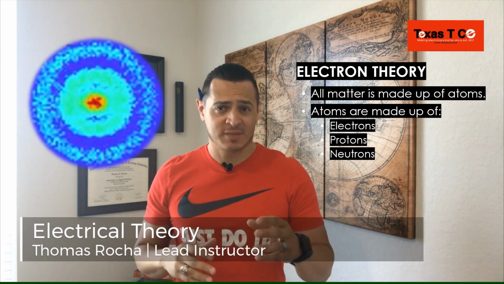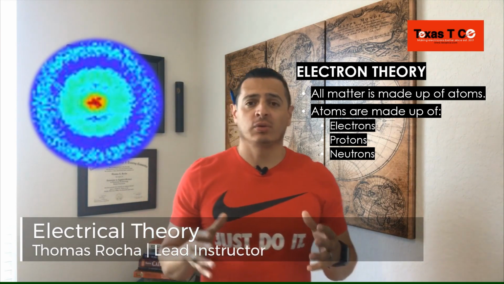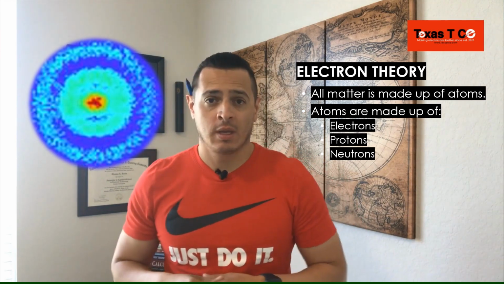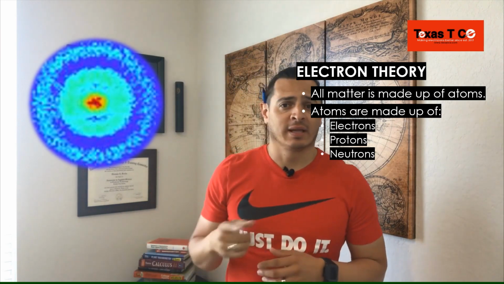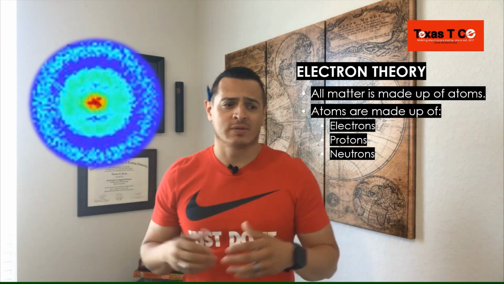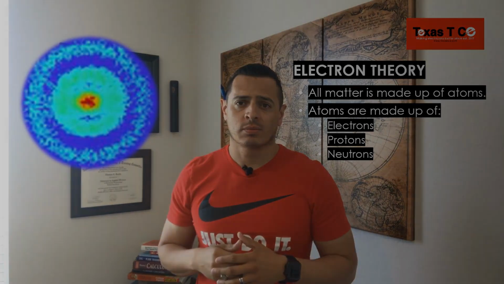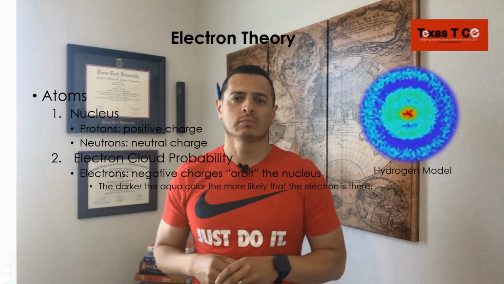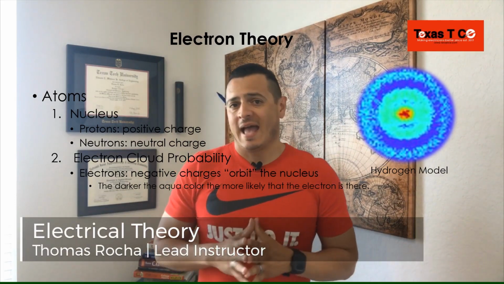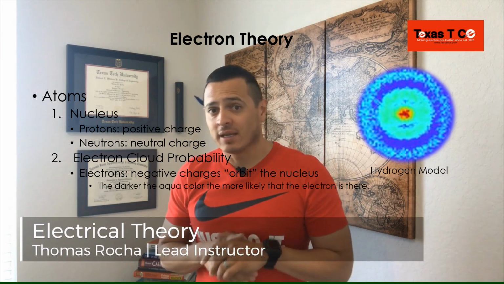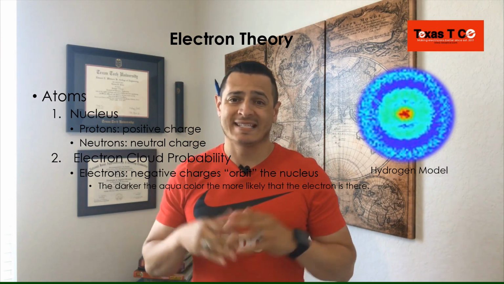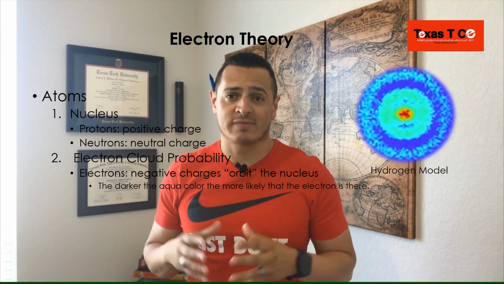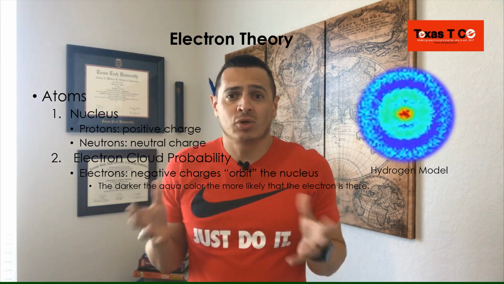Let's touch on some electron theory. It is known that all matter is made up of atoms. Atoms are made up of three things: electrons, protons, and neutrons. That red center is the nucleus. The nucleus is dense and has protons, which are positive charge, and neutrons, which are neutral charge.